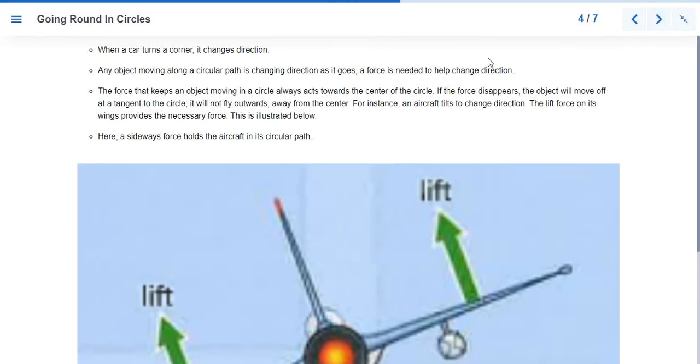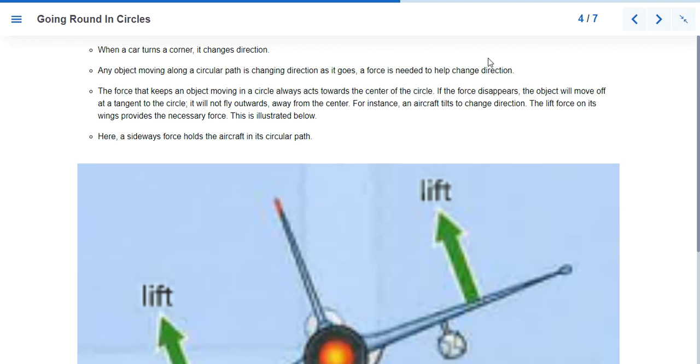Now, going round in circles. When a car turns a corner, it changes direction. Any object moving along the circular path is changing direction as it goes. A force is needed to help change direction. The force that keeps an object moving in a circle always acts towards the center of the circle.